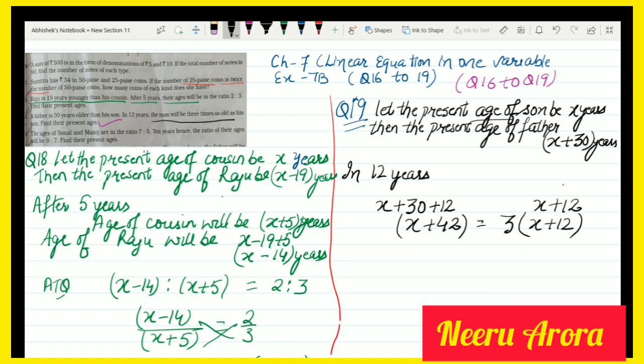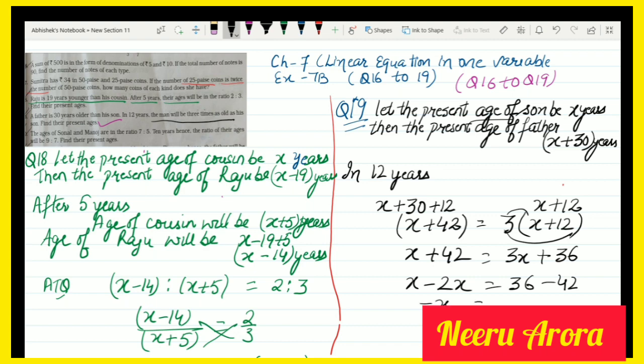So let's solve it. x plus 42 remains as it is. Here it is 3 times x plus 12, so 3x, and 3 twelves are 36. Separate the variables and constants: 36 minus 42. Sorry, here it is 3x; by mistake I have written 2x. So here it is 3x minus x, minus 6, minus cancels and x is equal to 6 by 2. x is equal to 3.